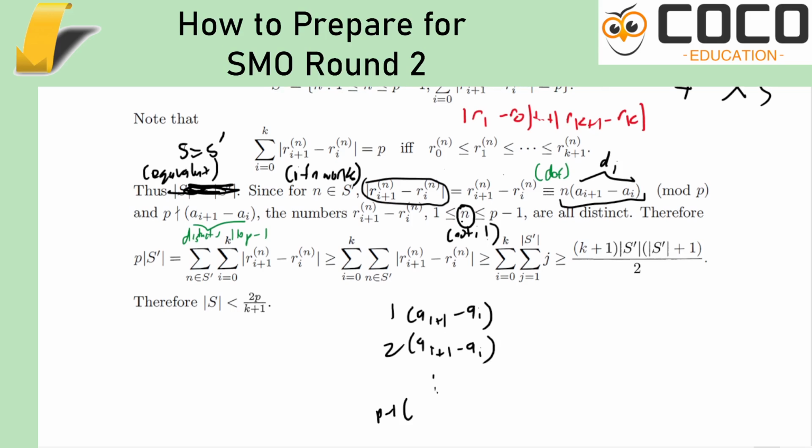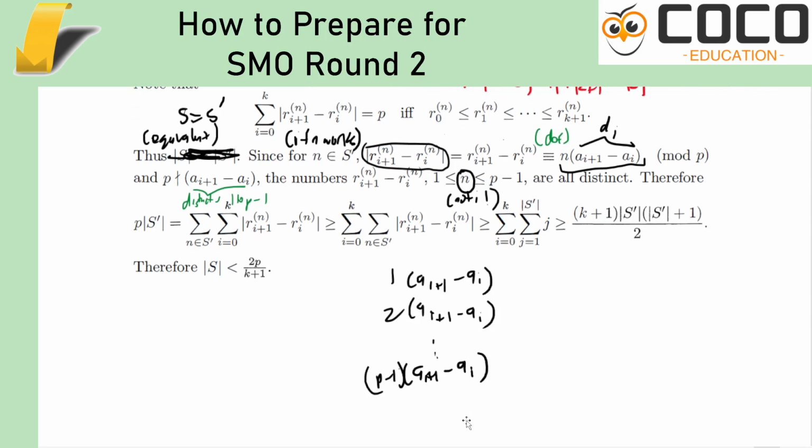Now, it's important to read the notation very carefully. So this means as n varies from 1 to p minus 1, not as i varies. Now, they both could vary. So now I understand what's going on. I understand that these are distinct. Now, that makes sense, because the difference between these would be a multiple of a_{i+1} minus a_i, which is not a multiple of p.